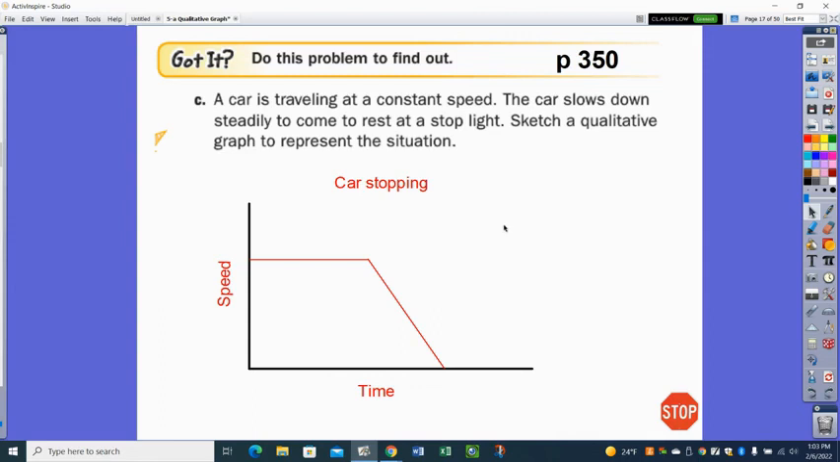Oftentimes students actually have kind of fun with these graphs, and it helps you just to be a little bit more intuitive and understanding of real world graphs.